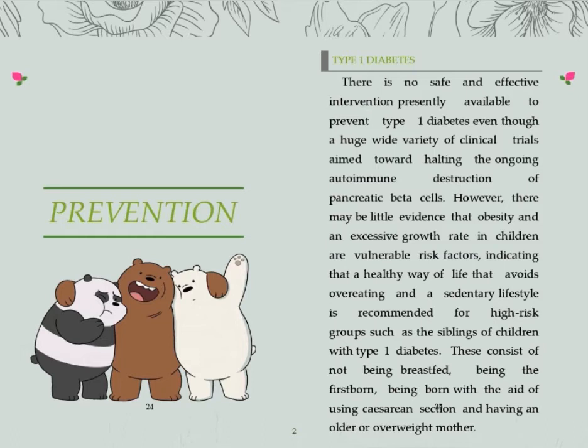However, there may be little evidence that obesity and an excessive growth rate in children are risk factors, indicating that a healthy way of life that avoids overeating and a sedentary lifestyle is recommended for high-risk groups such as the siblings of children with type 1 diabetes. This includes not being breastfed, being the firstborn, being born by cesarean section, and having an older or overweight mother.